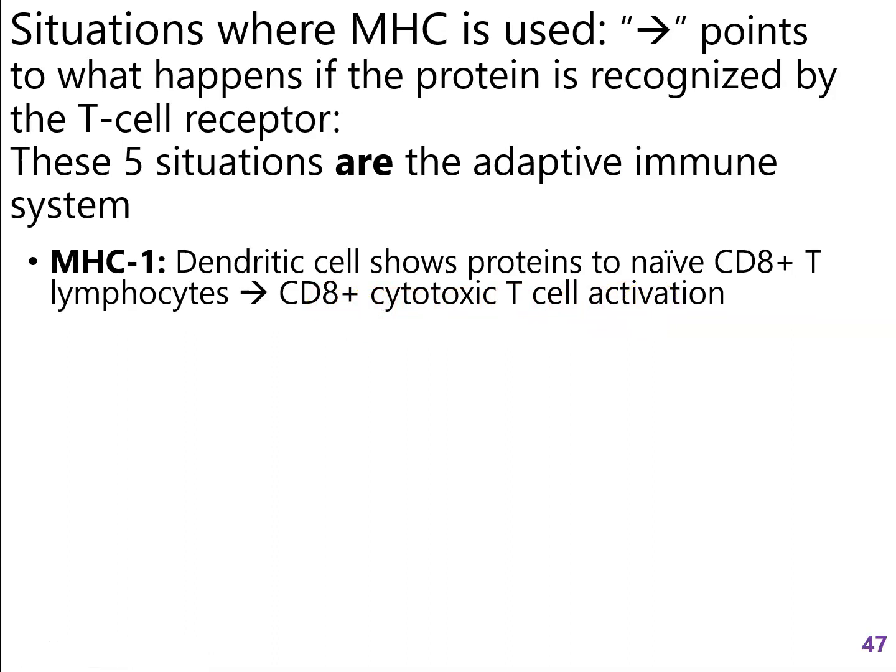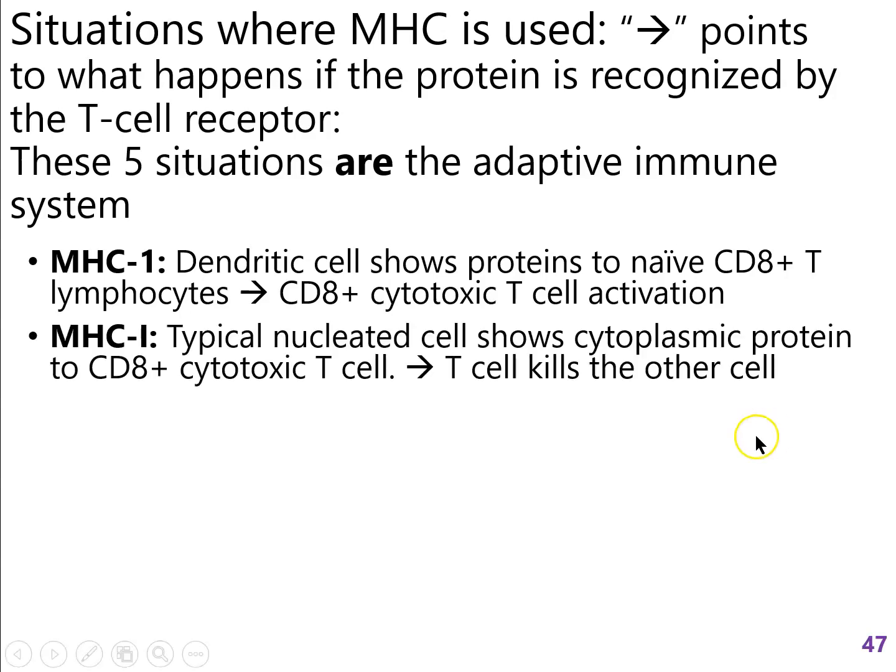Those same activated cytotoxic T lymphocytes are going to look at MHC1 from other cells in the body. So that MHC1 is going to be used by other nucleated cells to show their cytoplasmic protein to the cytotoxic T cells. And if the cytotoxic T cells recognize that protein, they know that that nucleated cell is infected with whatever the thing is that's fighting the body, and that T cell will kill it. Kill that cell. That's what cytotoxic T cells do.